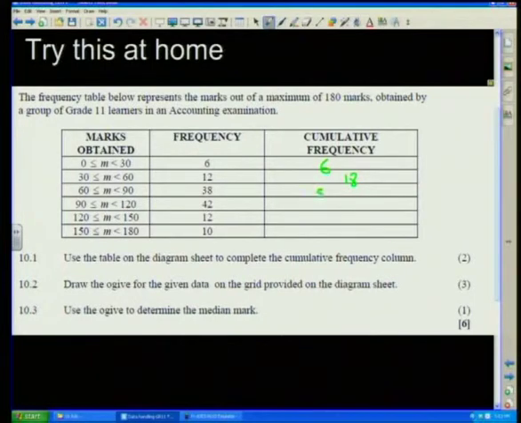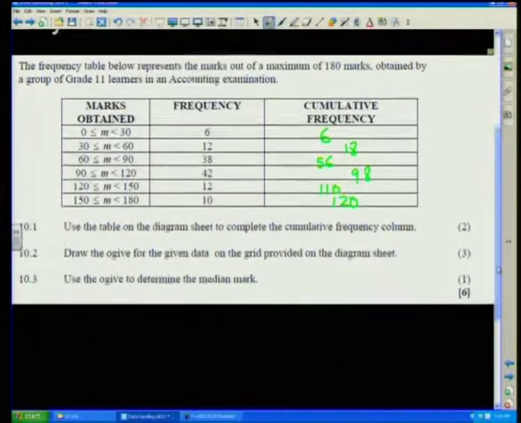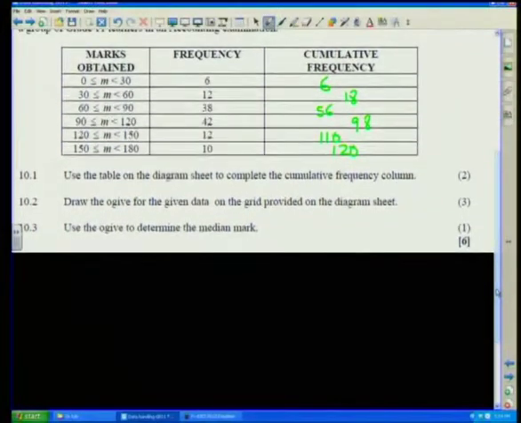Then you're going to get 56, 98, 110, and then the last one, 120. So if you add up all of your frequency for this accounting examination, we see that out of all the grade 11 learners, our cumulative frequency is 120, which means we're looking at 120 learners. Okay, so that's done, easy, 2 marks.